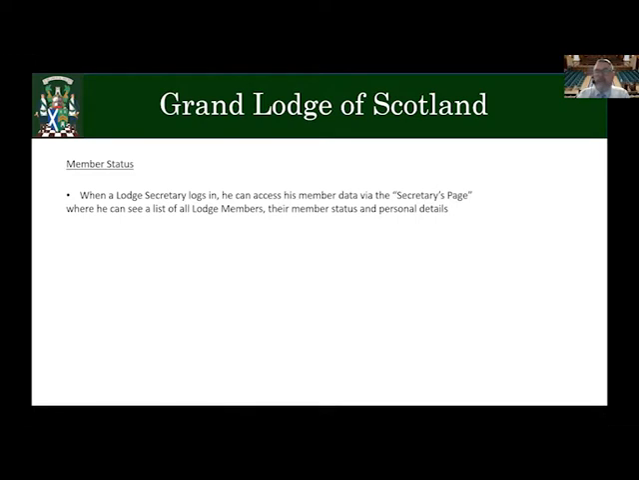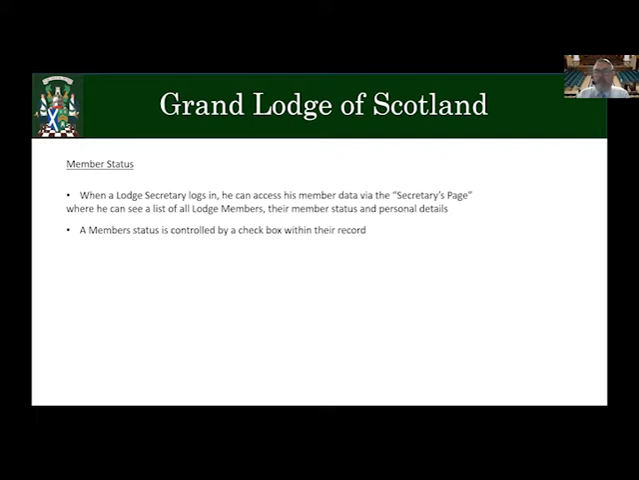And effectively that gives him a list of the office bearers of the lodge at the top, followed by what looks very much like a spreadsheet type arrangement, whereby he has a list of all the lodge members, their member status and personal details. There is an option at the right hand side of that page for the Secretary then to edit a brother's details. And that's where you would then control a member status.